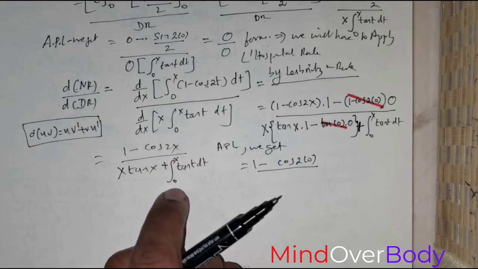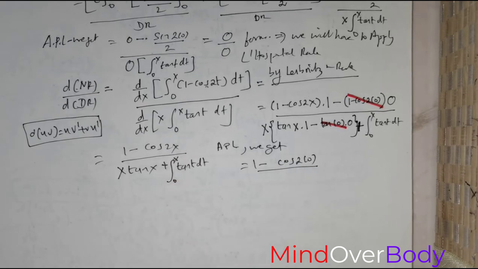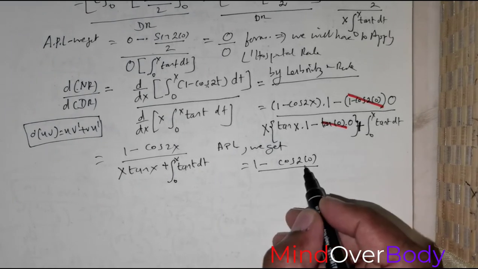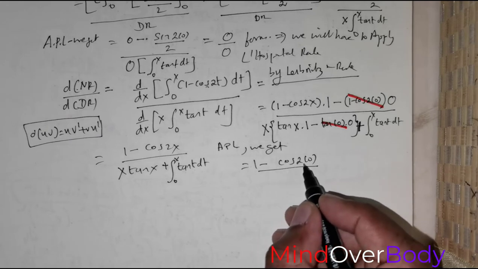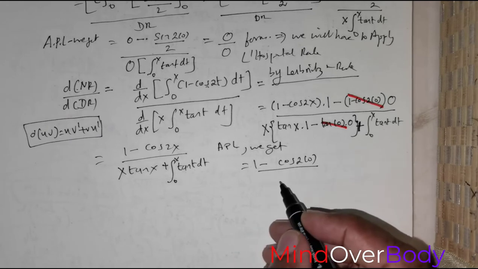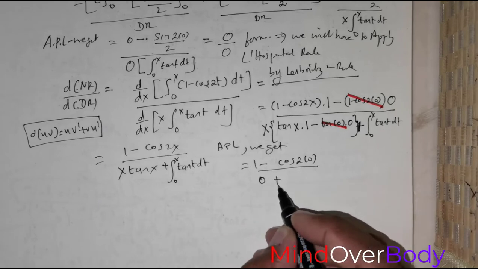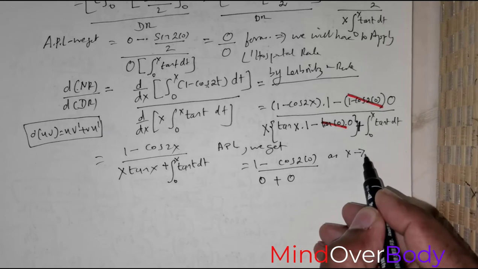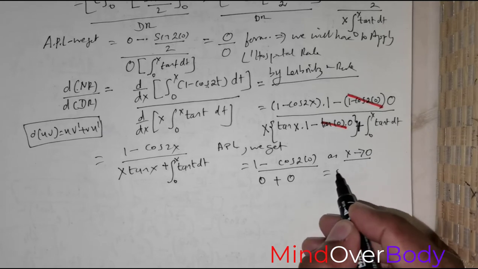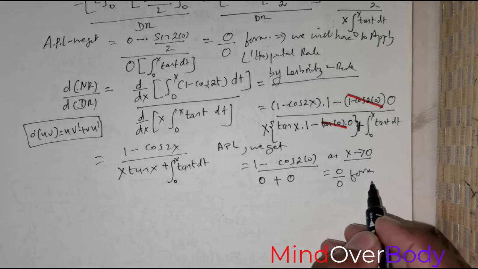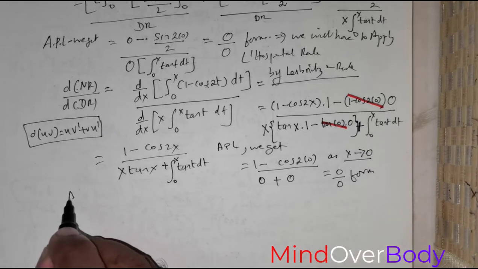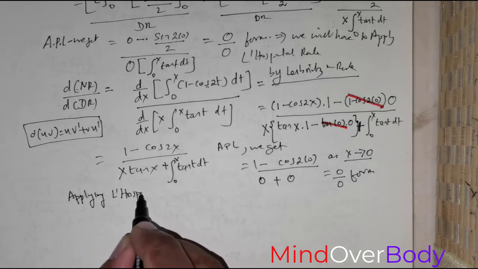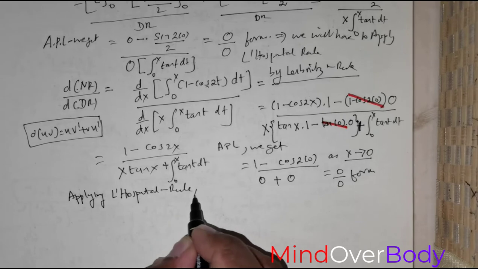Now you got integral 0 to x tan t dt. So we need to apply the value x equal to 0 there. If we were to apply the limits, this is going to be giving us 1. 1 negative 1 is going to be 0. This is going to be giving us 0. This is also will be giving us 0 as x is tending towards 0. So in fact we're getting 0 over 0 form. Now once we get 0 over 0 form, we need to apply L'Hopital rule again.